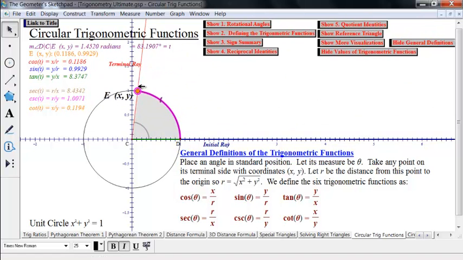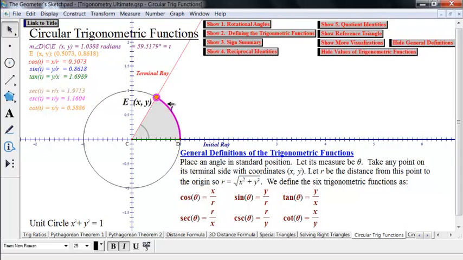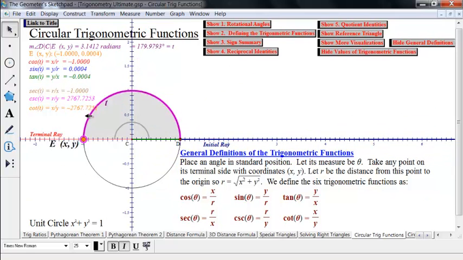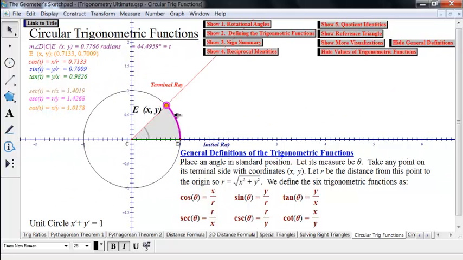Now, I said that for 0, but that's also true if the angle is 2 pi, or 4 pi, or going around another time. Go around once, it's 2 pi. Go around twice, it's 4 pi. Go around once this way, it's negative 2 pi. Go around twice, it's negative 4 pi. Either way, as long as you end right up on the x-axis, this point is going to end up at the point (1, 0), and then r is 1.